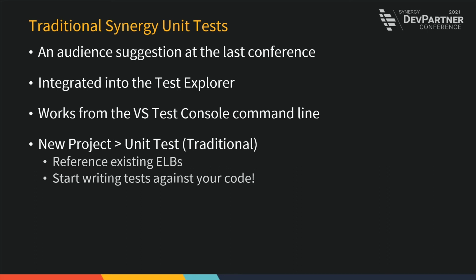This system is completely integrated into the Test Explorer window inside of Visual Studio. So after you build your unit test project, any correctly attributed tests will show up and be runnable from right inside the Test Explorer window. If you usually run MS-Test or NUnit inside of a DevOps pipeline or from the Visual Studio Test Console, you can also run these traditional Synergy tests.